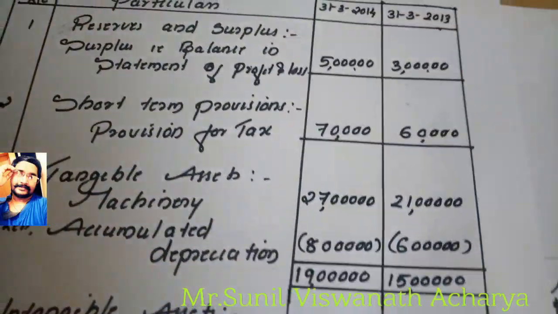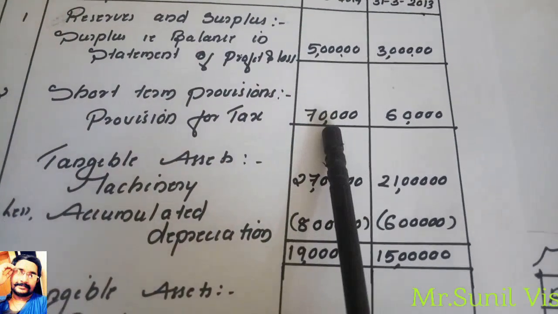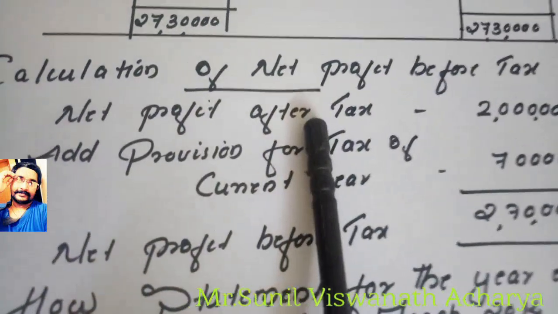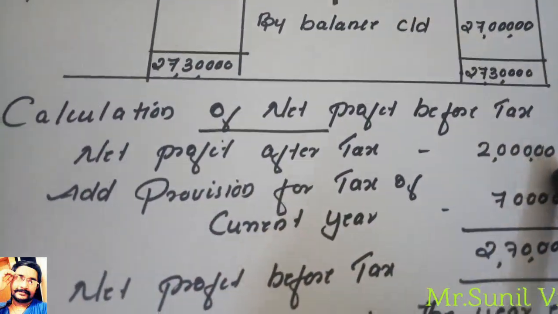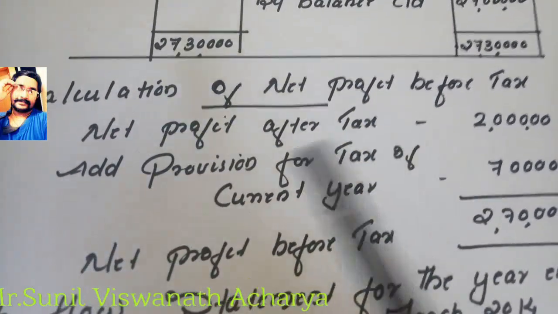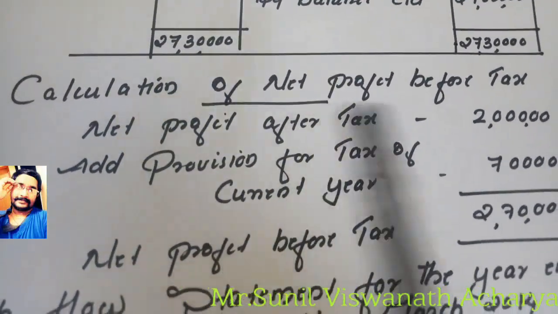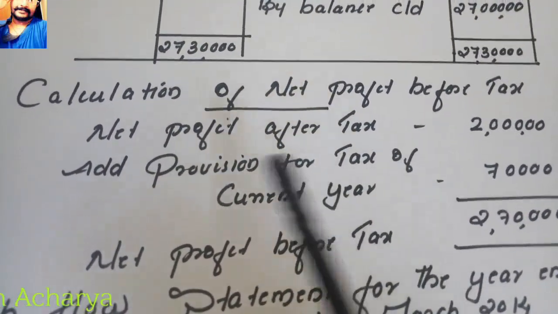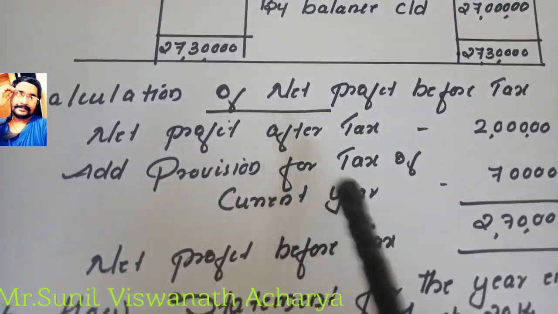Here a provision for tax is there. That is why we have to calculate profit before tax. So here we have the net profit after tax, 2 lakh. Then we know that to the net profit after tax we have to add provision for tax, proposed dividend, and transfer to general reserve. In this question, proposed dividend and transfer to general reserve are not there. Only provision for tax of the current year.